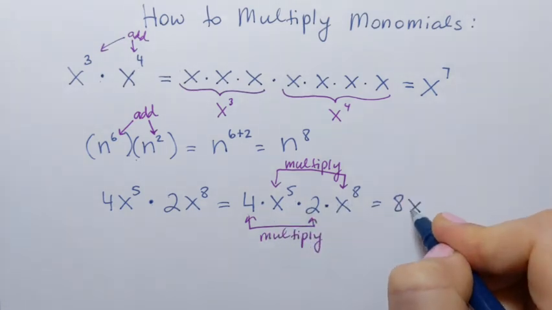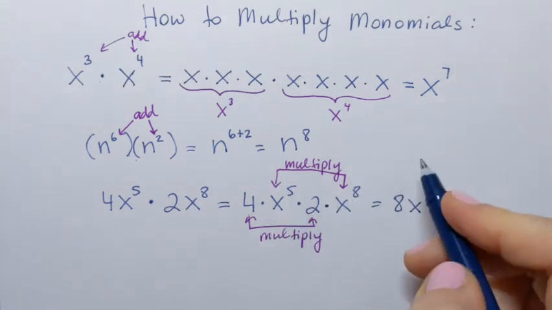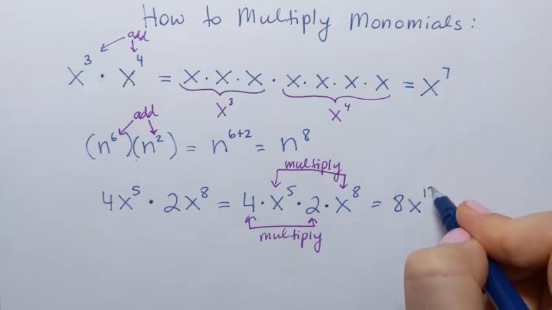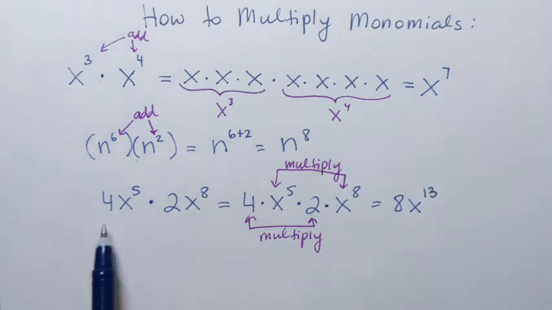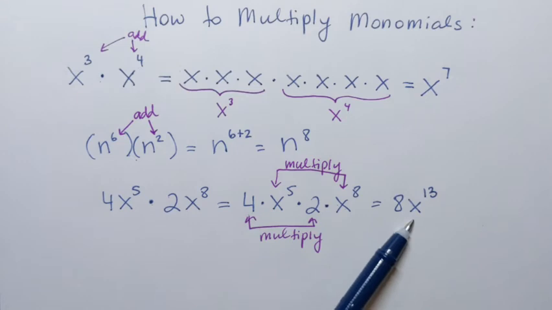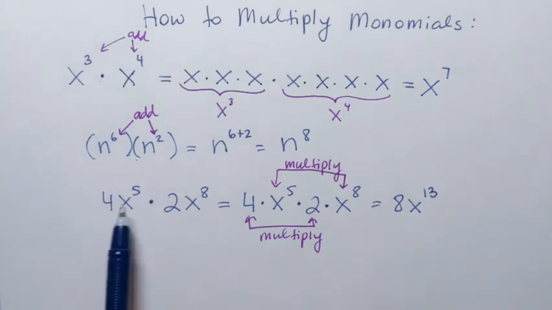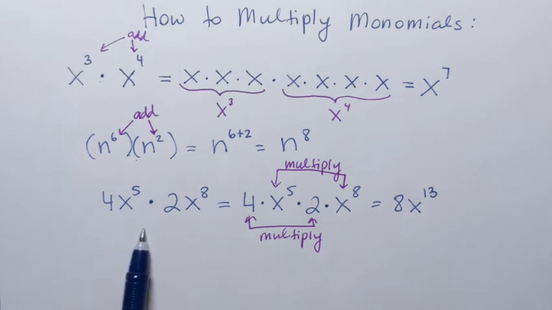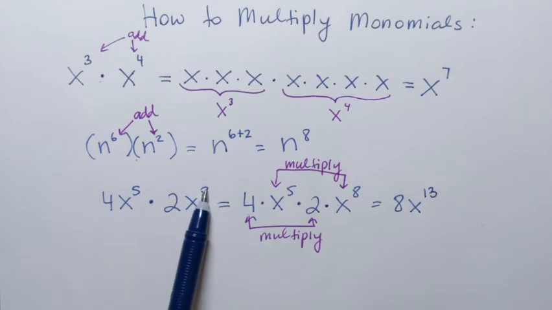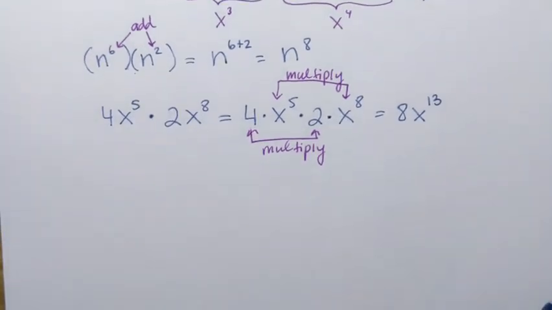So it's going to be x to the power of 5 plus 8, that's 13, right? X to the power 13. So that's going to be the result of the product of this multiplication. So long story short, when we're multiplying 2 monomials, we will multiply the coefficients and we will multiply the variables by adding their powers. Let's try one more example.